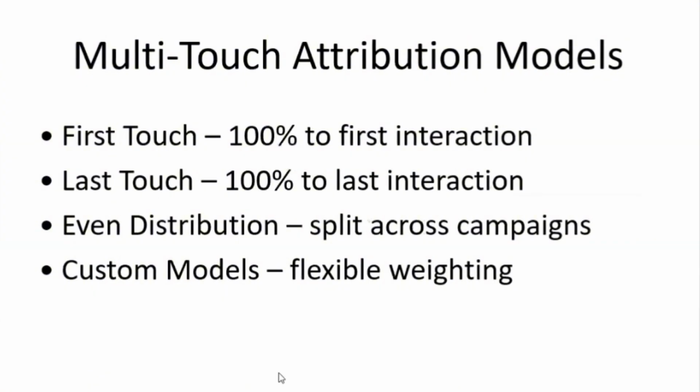In real world scenarios, customers interact with multiple touch points before converting. Salesforce supports multi-touch attribution models to reflect this journey more accurately. For example, first touch assigns full credit to the initial interaction. Last touch assigns credit to the final interaction, and even distribution spreads the credit across all campaigns. This gives a much more realistic view of how different campaigns contribute to revenue.